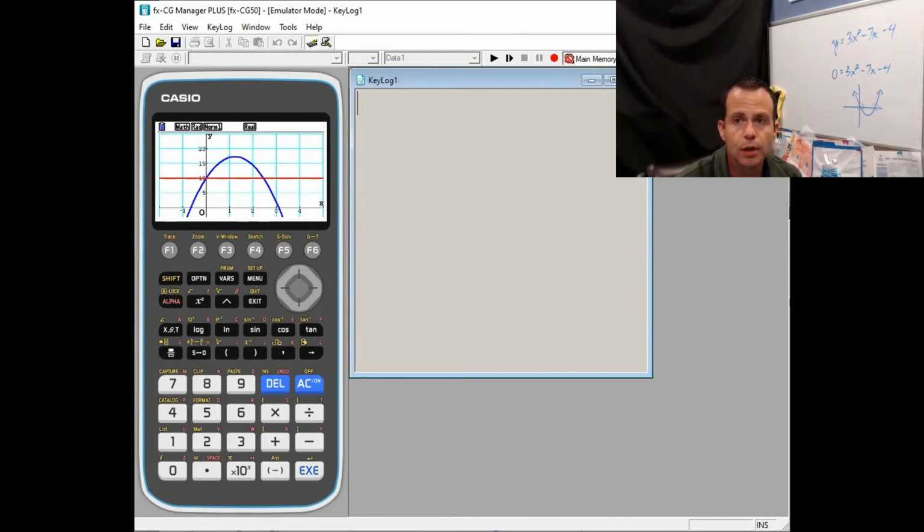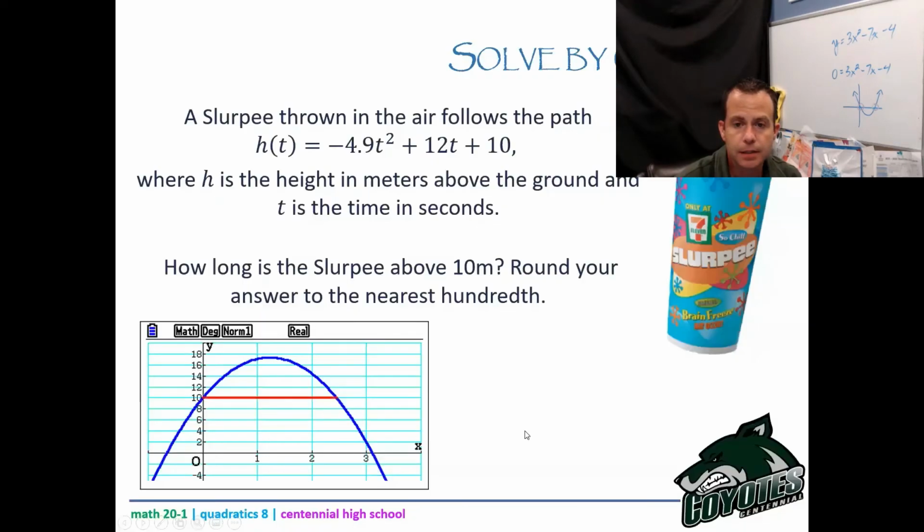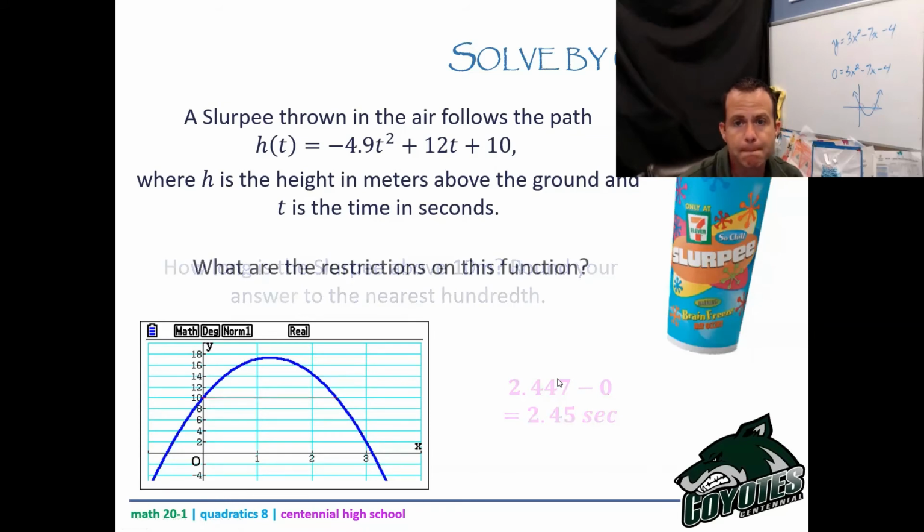Okay, so I'm going to switch back to the PowerPoint and show you what we did there. And so that ends up being 2.447 minus 0. So we end up, rounded to the nearest hundredth, with 2.45 seconds, okay?